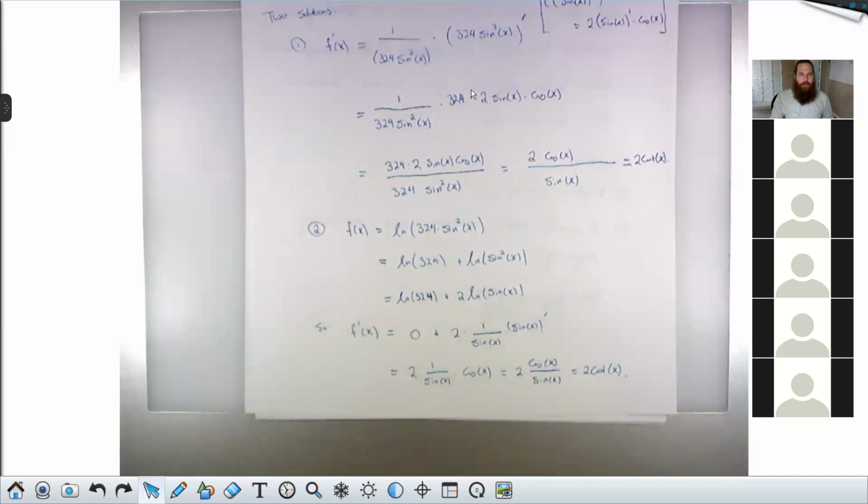It saves you having to futz about with the 324. It's a nicer attack. And the later problems explicitly tell you to differentiate logarithmically, which means take the natural log, expand as much as possible, then differentiate.